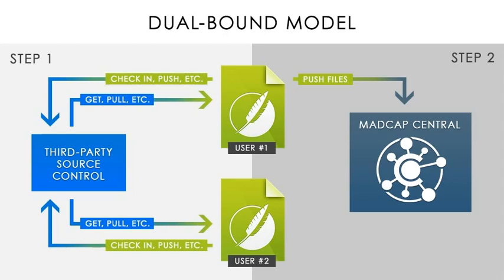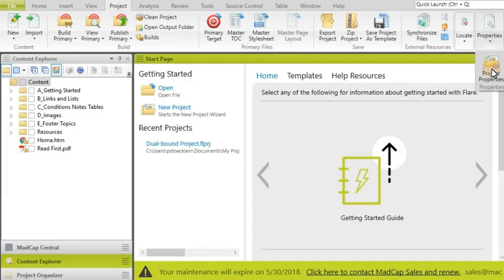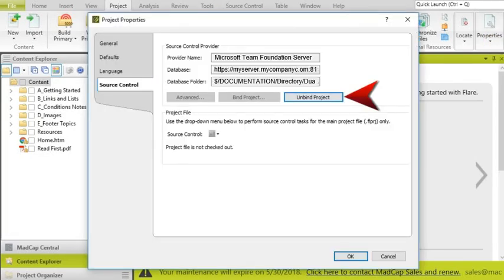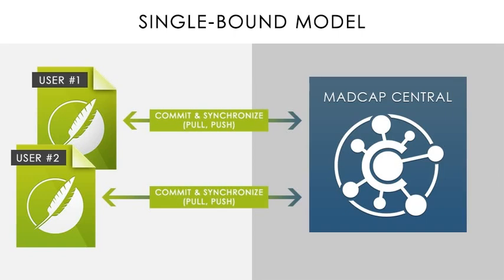If your project is already bound to another source control tool, this means that you'll be working in a dual-bound model. Of course, this depends on whether you want to continue using that tool after you join Central. You always have the option of first removing that binding in Flare and afterwards uploading your project to Central. If you do this, you would be using the single-bound model, where the project is bound only to Central.